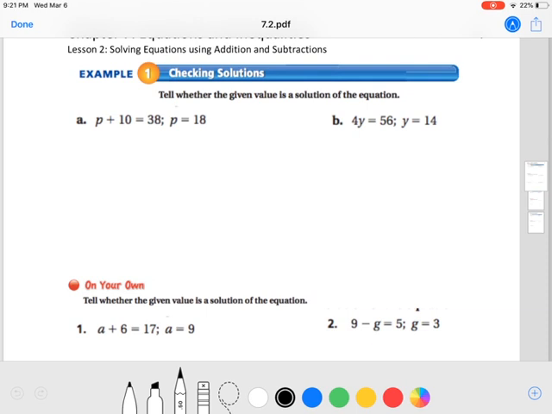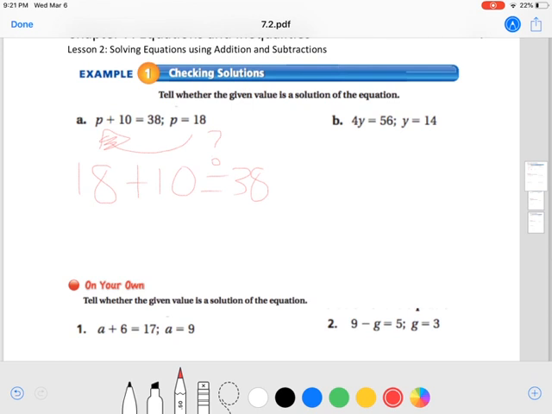question asks us, when p plus 10 equals 38, is p equals 18 a solution? So what we want to do is plug in 18 for p right here and see, is this a solution? If we plugged in 18 into this equation, would we still get our solution of 38? So let's try this. We're going to plug in or substitute in 18 for p. Does this equal 38? That's what we want to know.